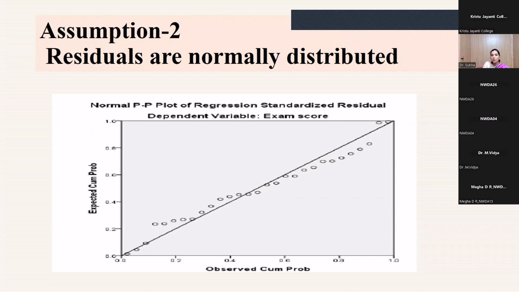The next one is that the residuals are normally distributed. For this, you have to do a probability plot. While doing the SPSS analysis, I will be telling you. This kind of image you should get. By means of this normal probability plot test, you can test whether your data has met the assumption or not, and tell whether the residuals are normally distributed.